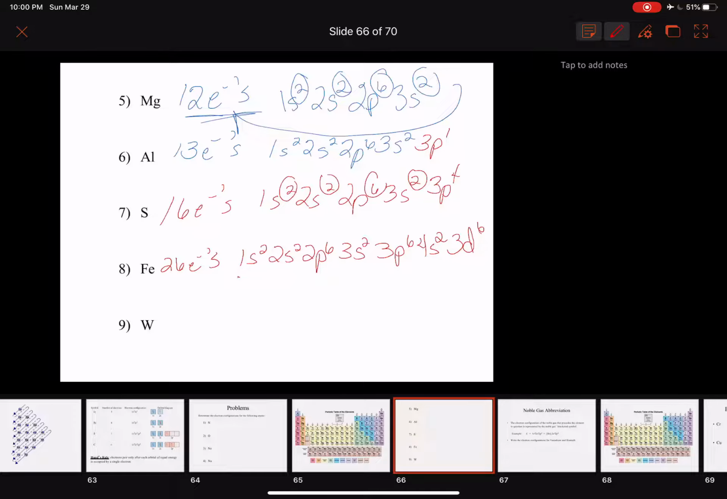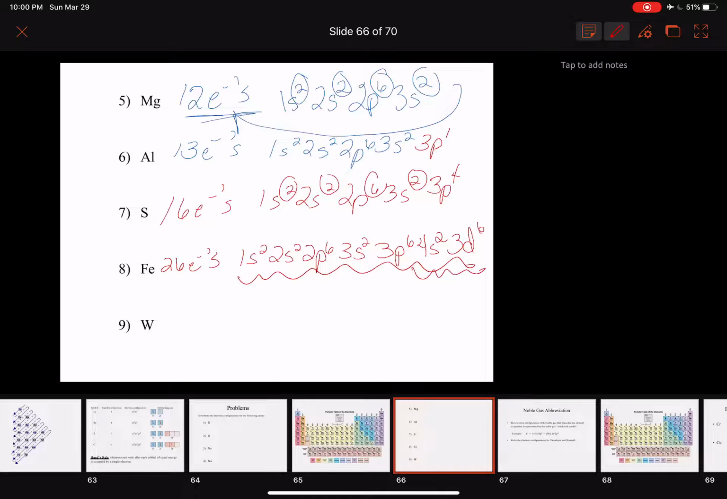Now this looks kind of weird right here on the end because we have 4s2 listed before 3d6, but the electron configuration is telling you the order that the orbitals fill with electrons. So 4s2, even though it's outside of the 3rd shell, it fills before the 3Ds do. So that's why it's listed in that order.